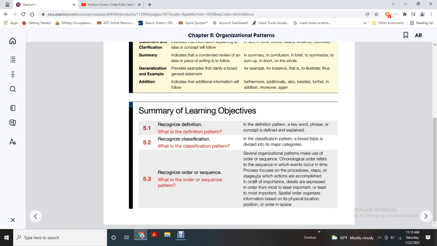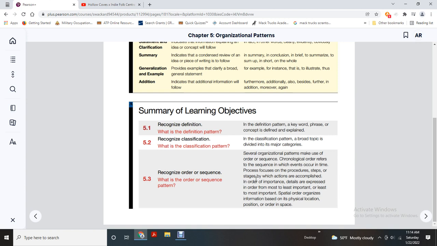Alright, summary of learning objectives. Recognize definition: what is a definition pattern? A definition pattern explains a keyword, phrase, or concept; define and explain. Recognize classification: what is a classification pattern? A classification pattern is a broad topic divided into major categories. We recognize order and sequence: what is a pattern of order and sequence? Several organizational patterns show the makeup of order and sequence.